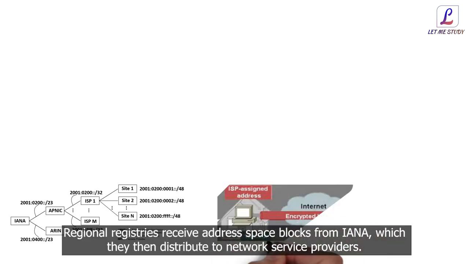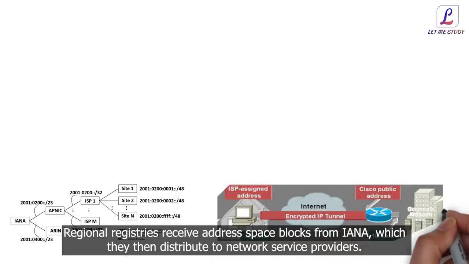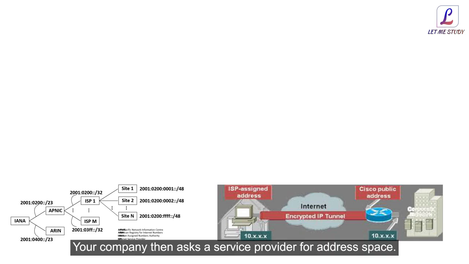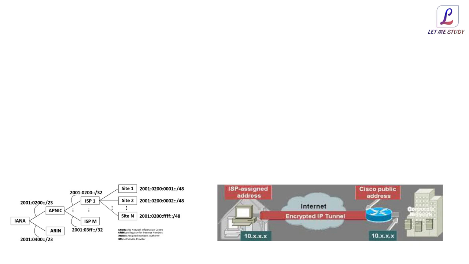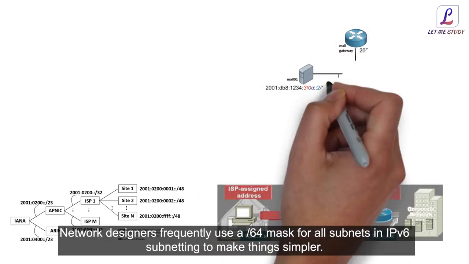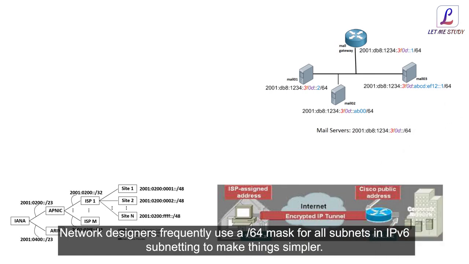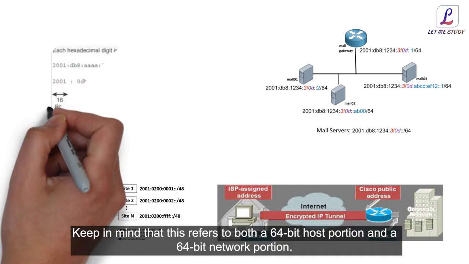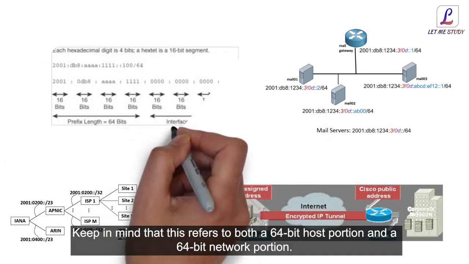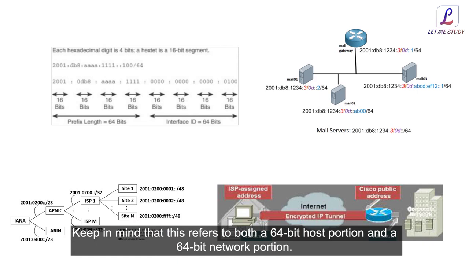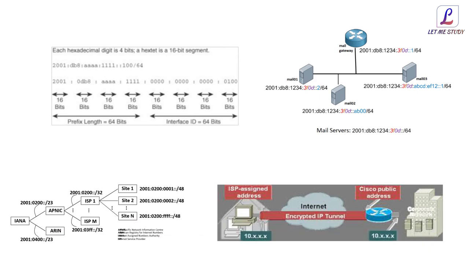The IPv6 address space is managed by the Internet Assigned Numbers Authority, IANA. Regional registries receive address space blocks from IANA, which they then distribute to network service providers. Your company then asks a service provider for address space. Network designers frequently use a /64 mask for all subnets in IPv6 subnetting to make things simpler. Keep in mind that this refers to both a 64-bit host portion and a 64-bit network portion.